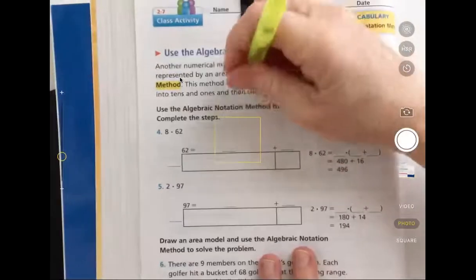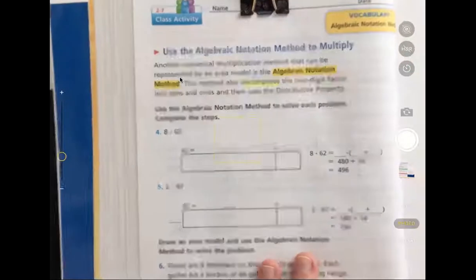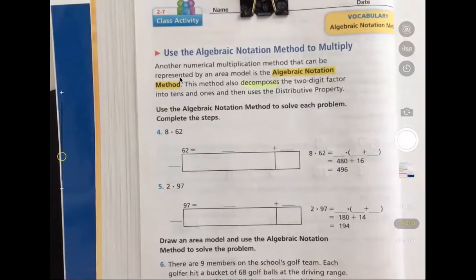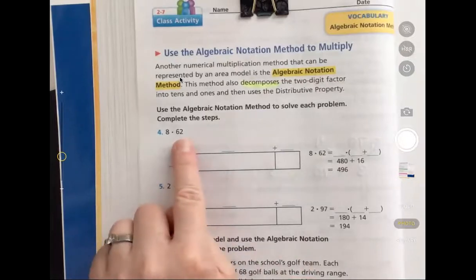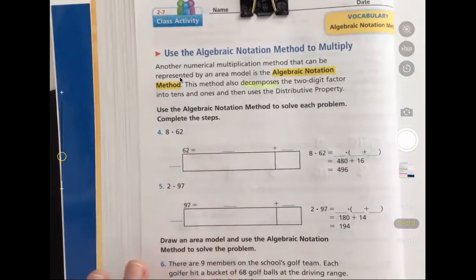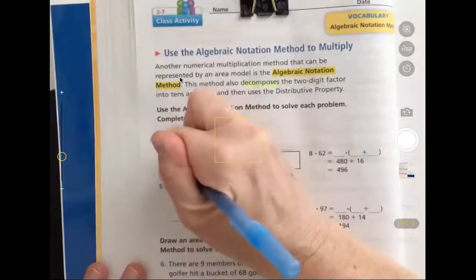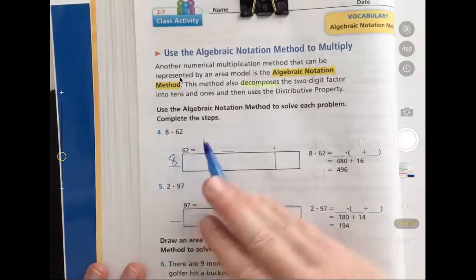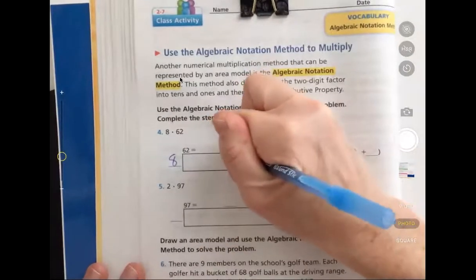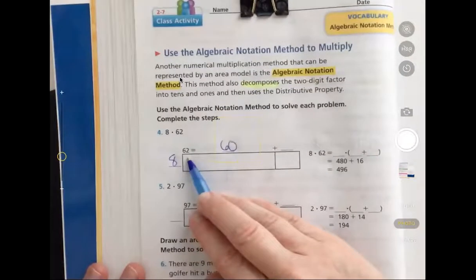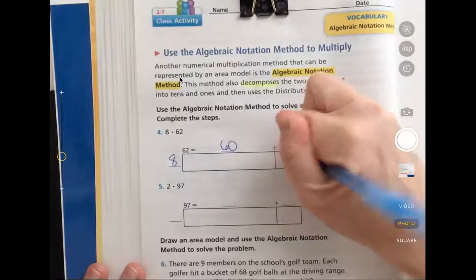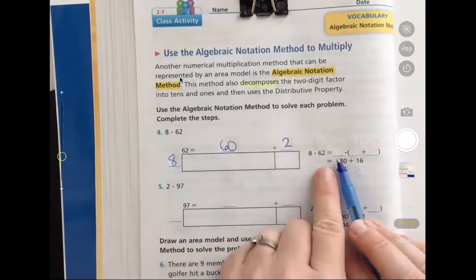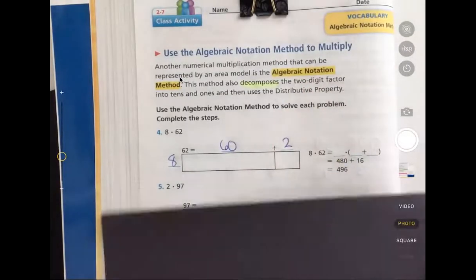So I'm going to highlight this word. Decompose means to break up, and that's exactly what we're going to do. We're going to break up our 2-digit factor. This is our 2-digit factor right here, okay? So let's see. We're going to put our 8 in, and then we're going to break 62 up. 6 tens is 60, plus what's left, the ones, is 2, okay? So it's over here also. Let's cover this one up.